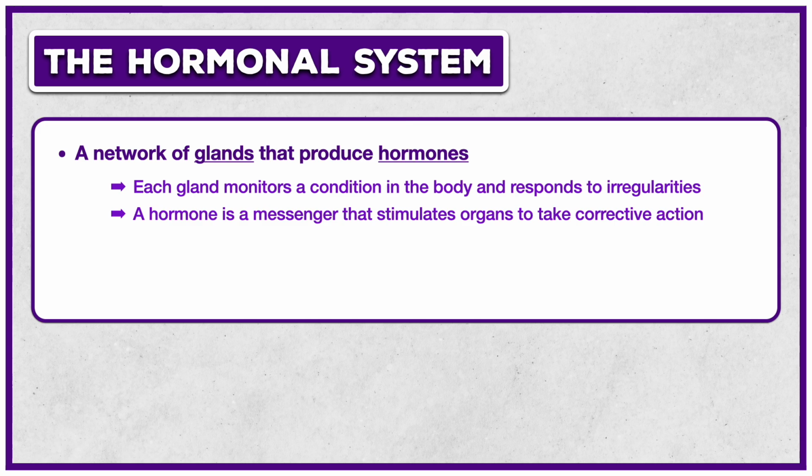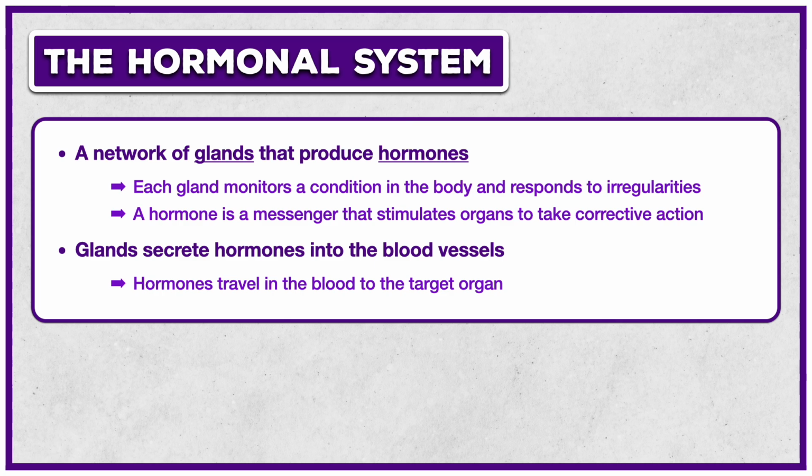take corrective action. Put simply, the body functions best under certain conditions, and the hormonal system fights to ensure that the body is constantly operating under those conditions. Glands secrete hormones into the blood vessels, and hormones travel in the blood to the target organ.